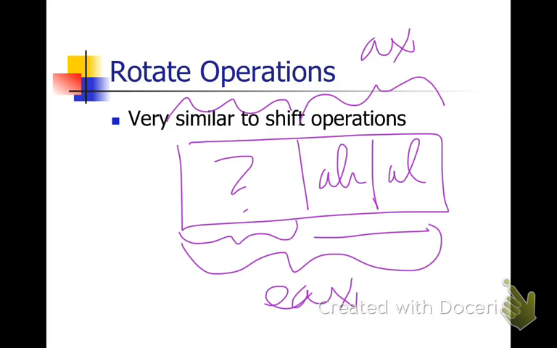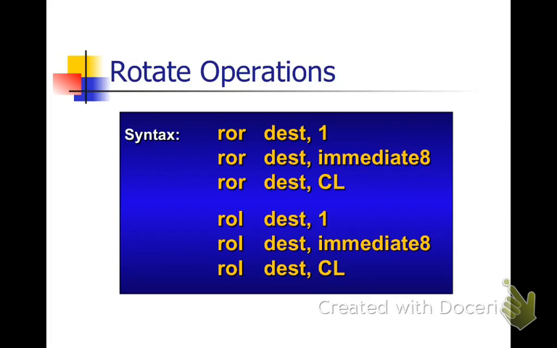Okay, so let's look at the instructions, see how they work. These are rotates right and left. They look very similar to the shift instructions. So destination for all of these can be byte, word, or double word in register or memory. And as each bit falls off, it is copied to the other end of the destination. The last bit copied to the other end is also copied to the carry flag.